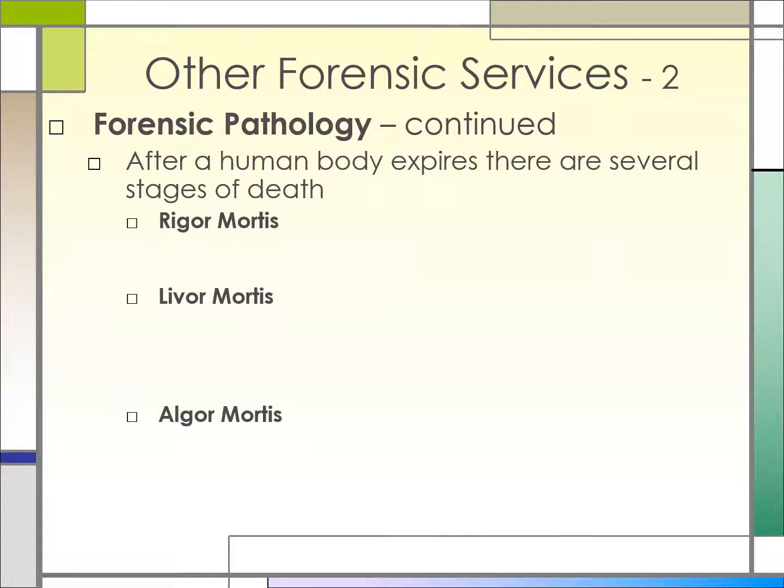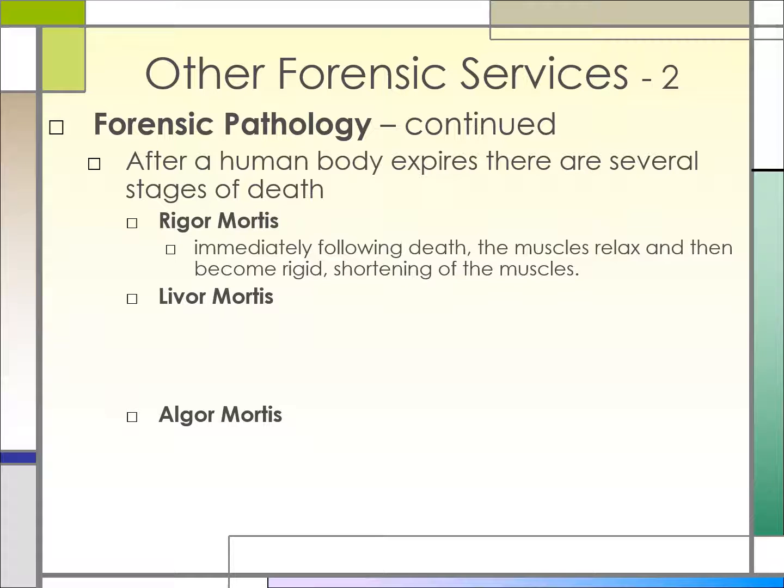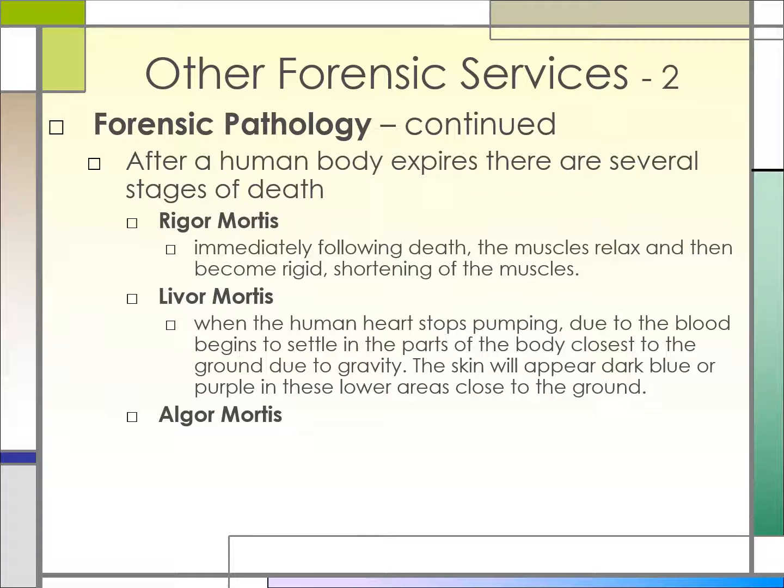To continue with the topic of forensic pathology, after a human expires or dies, there are several stages of death. Rigor mortis is immediately following death, and the muscles relax and then become very rigid, shortening of the muscles. Very similar to what we saw when we dissected the cat and removed the skin and saw the muscles really tight and tense.